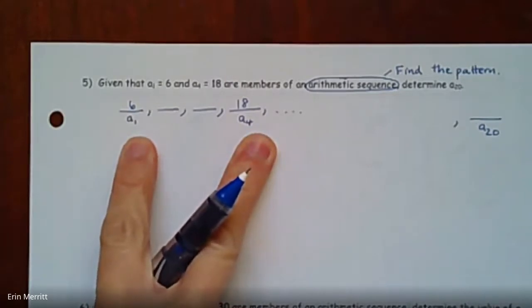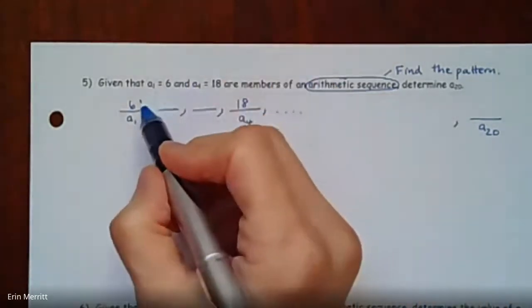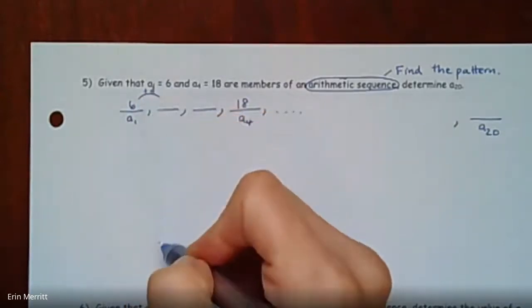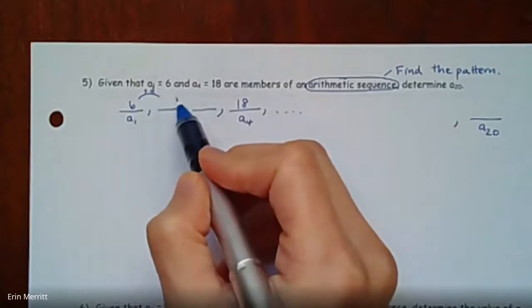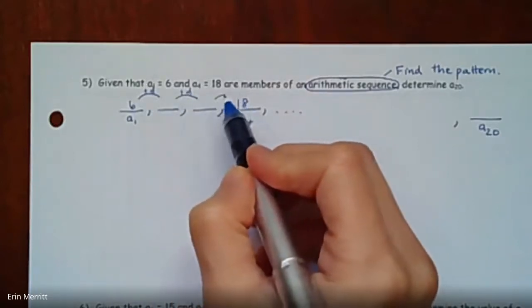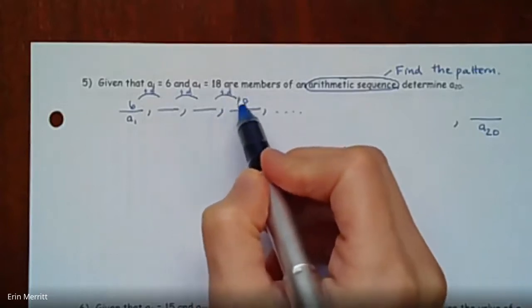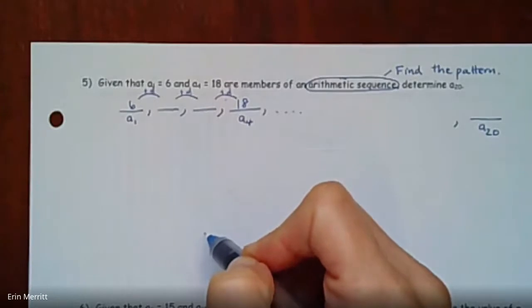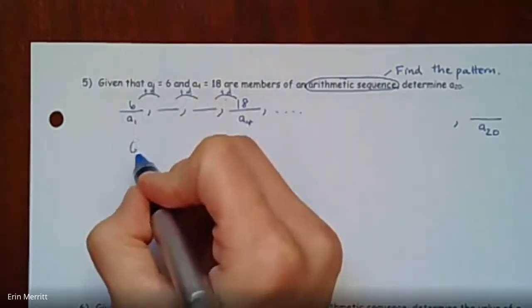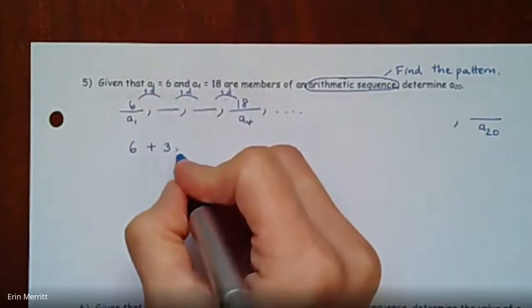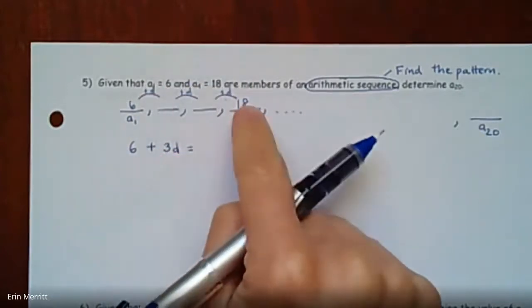To find what that common difference is, you would add something, whatever it is. So I'm going to say plus D to make it generic. To get from the first term to the second, you'd add it on again to get from the second to the third, and then you'd add it on one more time to get from the third to the fourth. So I can basically set up a little equation here. So I can say that if I take 6 and I add on 1, 2, 3 common differences, I should get 18.